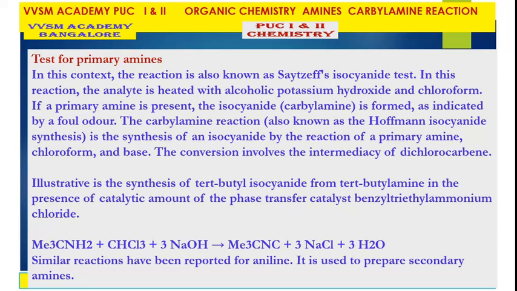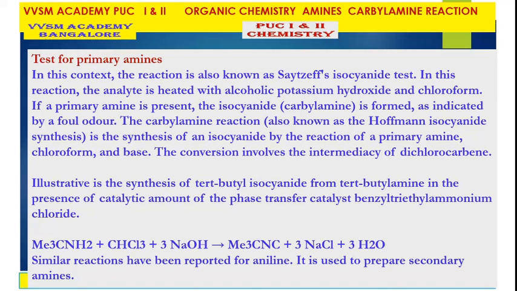Carbylamine has a highly identifiable, intolerable, unique odor. So it is indicated by a foul odor. The carbylamine reaction is also known as the Hofmann isocyanide synthesis. It is the synthesis of an isocyanide by the reaction of a primary amine, chloroform and a base.